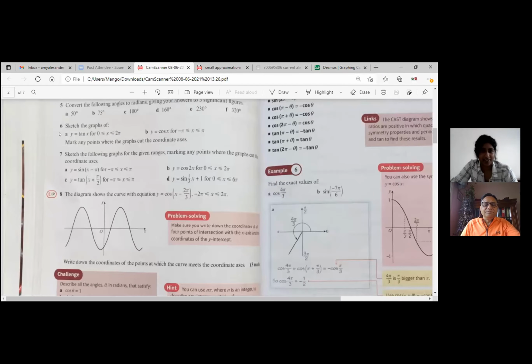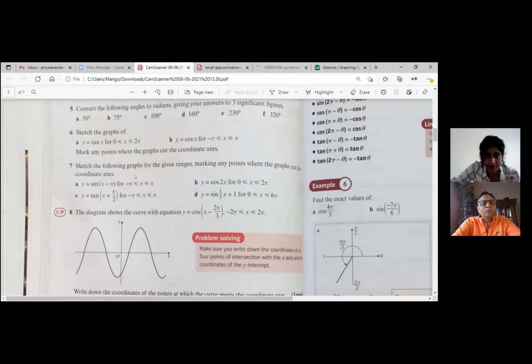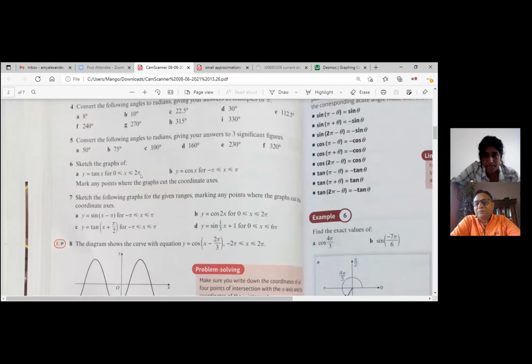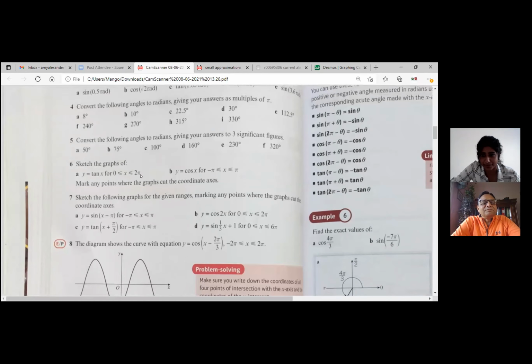Perfect. So 6 made sense because that's what we went through in the lesson, going through the basics from 0 to 2 pi. 0 to 2 pi means how many cycles for tan? Can you tell me? So 2 cycles, correct? Because the period is pi.